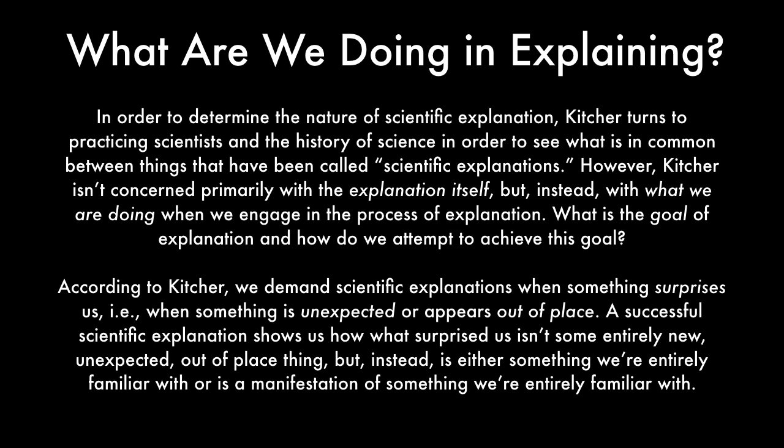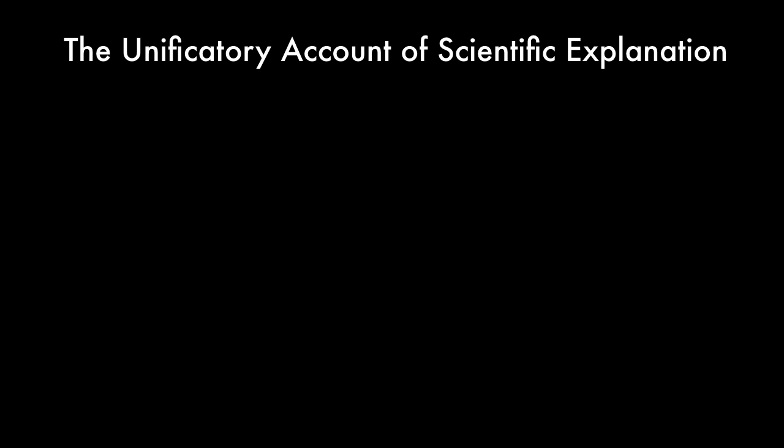According to Kitcher, we demand scientific explanations when something surprises us. That is, when something is unexpected or appears out of place. People aren't walking around asking for scientific explanations for things that they find totally commonplace, that they already understand. A successful scientific explanation shows us how what surprised us isn't entirely new, isn't unexpected, isn't out of place, but is instead either something we're entirely familiar with or is a manifestation of something that we're entirely familiar with.